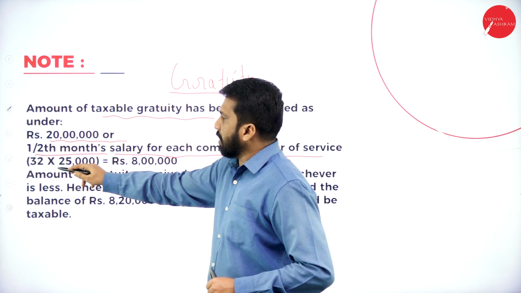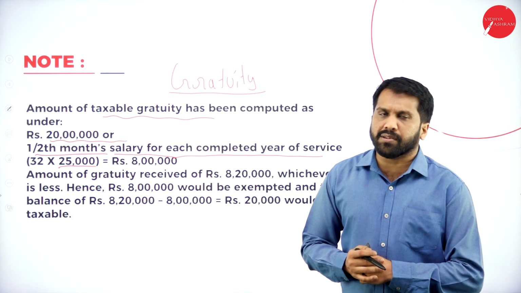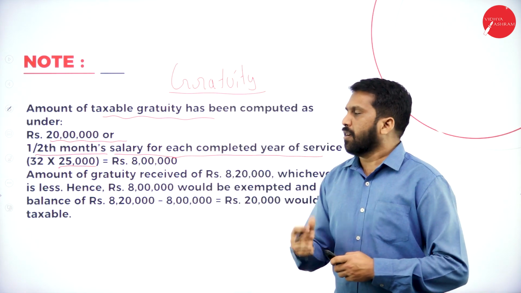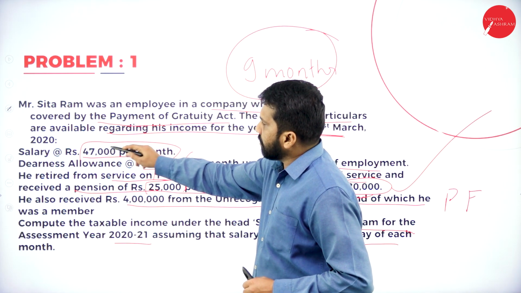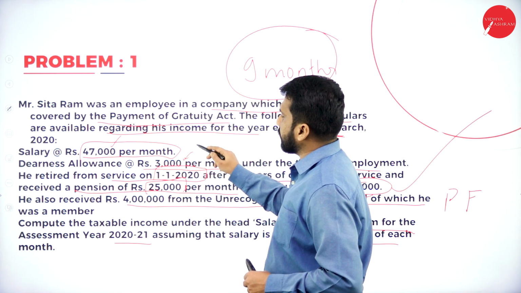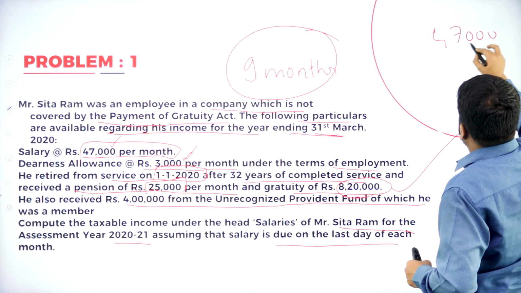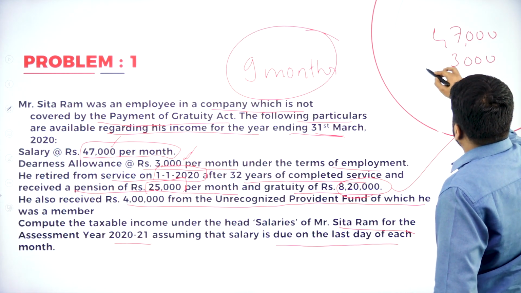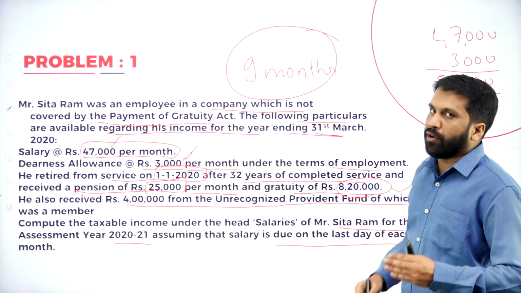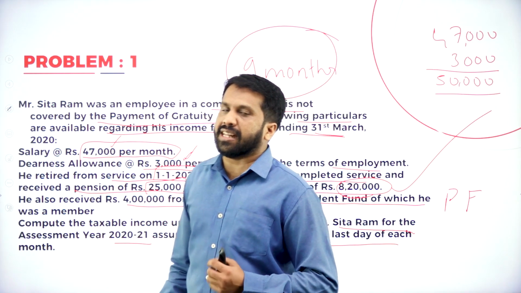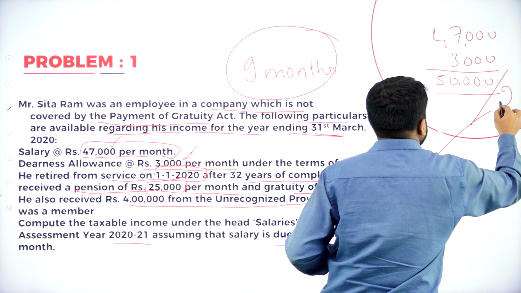Now, 25,000 into 32. How come it is 25,000? Why not it is 47? I'll show you. His salary is how much? His salary is 47. What is his DA allowance? 3. 47,000 plus 3,000, his total salary is 50,000. Before he retires, what was his salary? 50,000. 50,000 divided by 2.